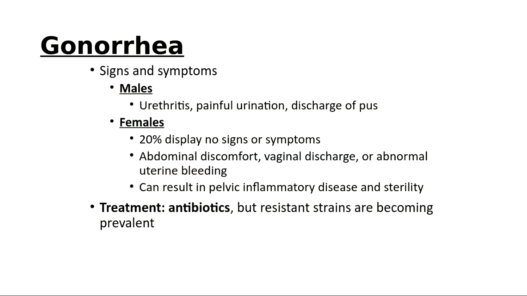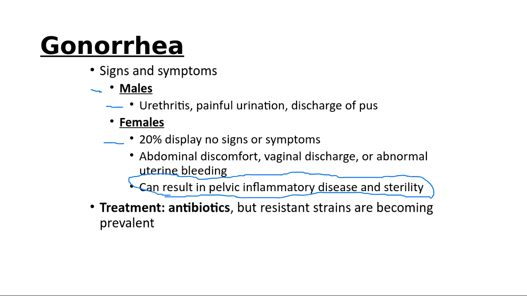Signs and symptoms in males: urethritis, painful urination, discharge of pus. Females, 20% have no symptoms at all. Some have, so 80% do. Abdominal discomfort, vaginal discharge, abnormal bleeding, and big deal, it can result in pelvic inflammatory disease and sterility. And pelvic inflammatory disease is worse than just a sterility thing. You get pain and adhesions.